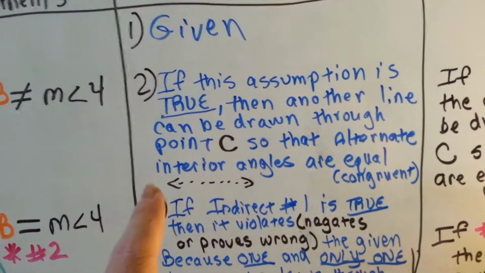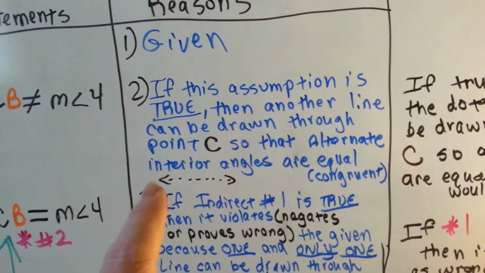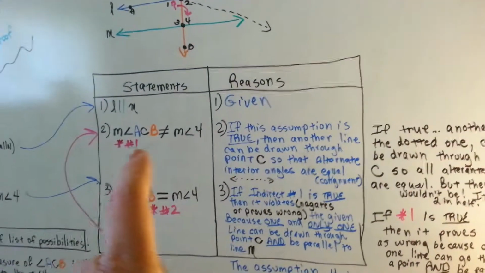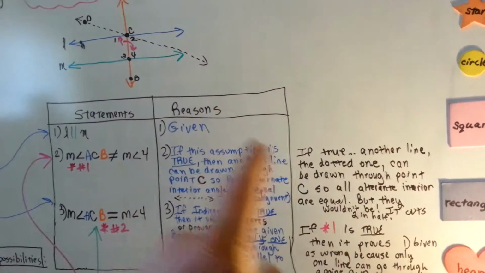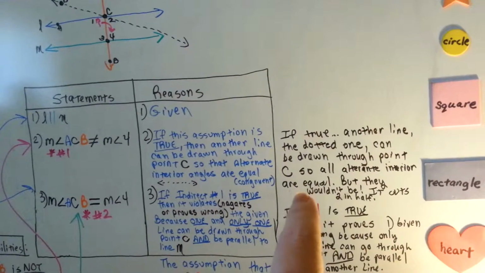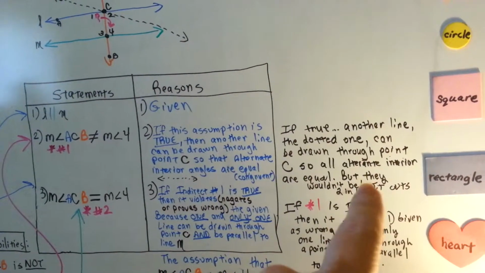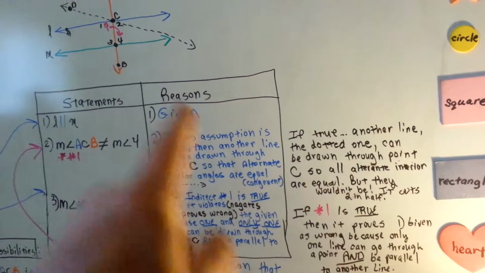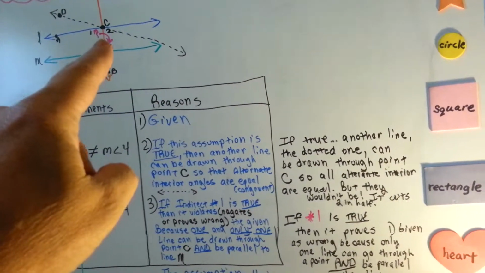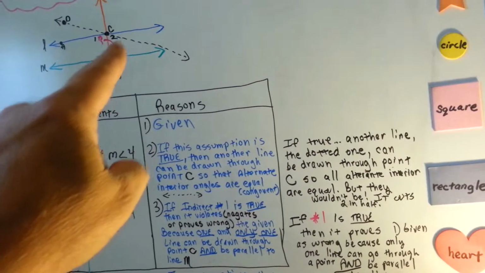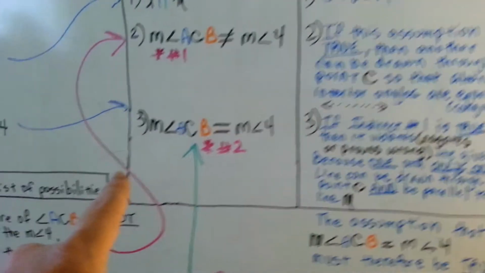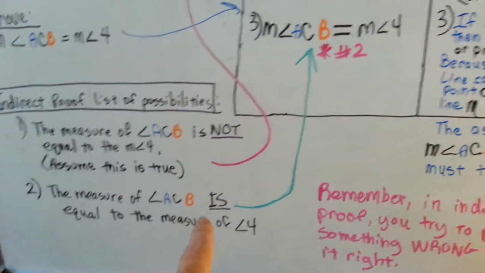If this assumption is true, then another line can be drawn through point C so that alternate interior angles are equal, are congruent. So, what it means is, if it's true, then another line, this dotted line, or any line that goes through C, can be drawn through C so that all the alternate interior angles are equal, but they wouldn't be. If you drew another line through C, it would make these interior angles not equal. This one is cutting 2 in half. So it wouldn't be equal to 1, 3, or 4. Okay? So, now we're going to try number 2, that it is equal.